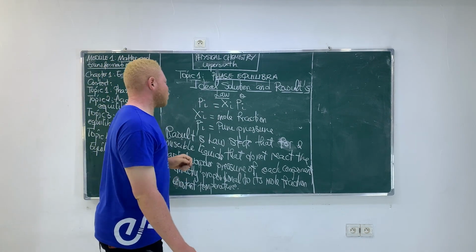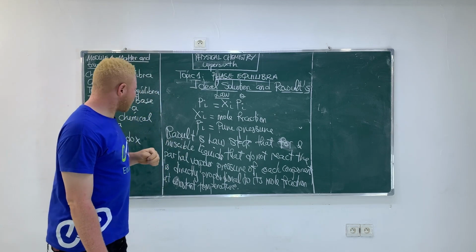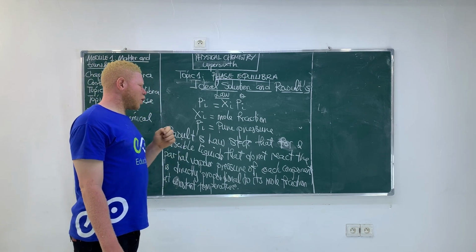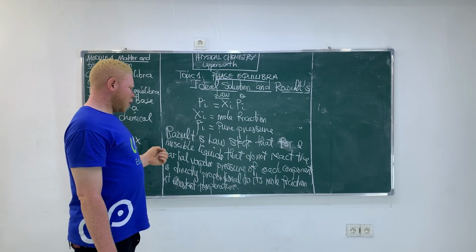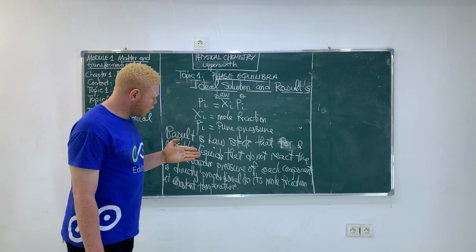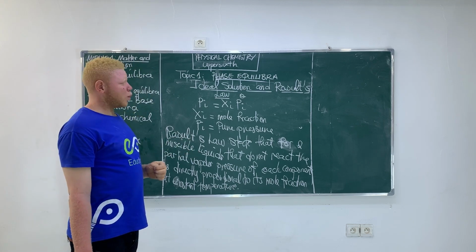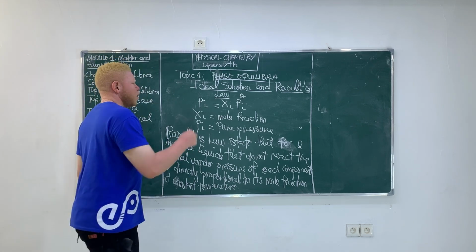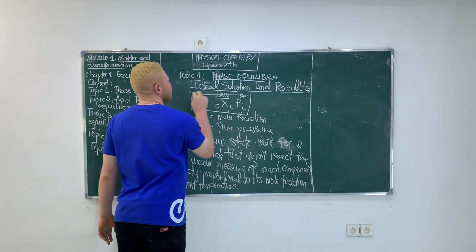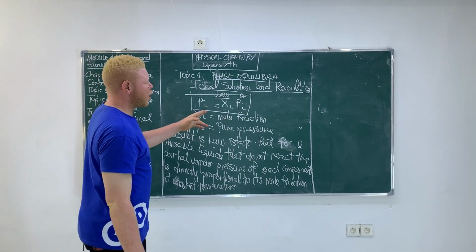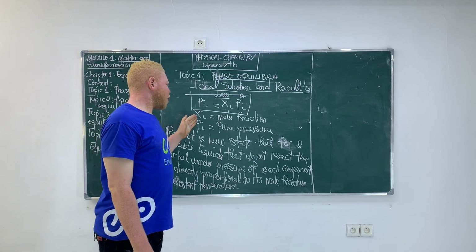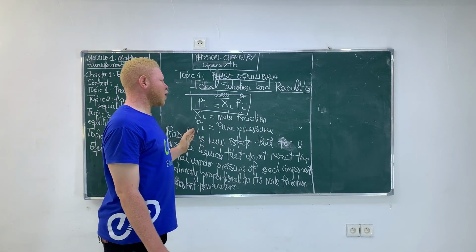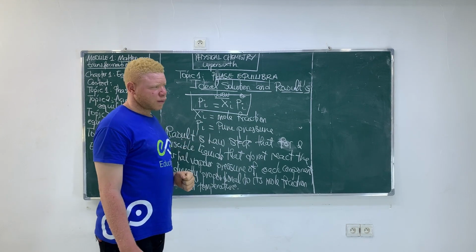So what does Raoult's law state? It states that for two miscible liquids that do not react, the partial vapor pressure of each component is directly proportional to its pure vapor pressure. Mathematically, it can be given as Pi equals Xi times Pi naught. Xi stands for the mole fraction, and Pi naught stands for the pure liquid vapor pressure.